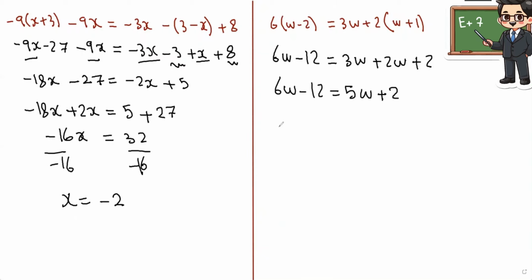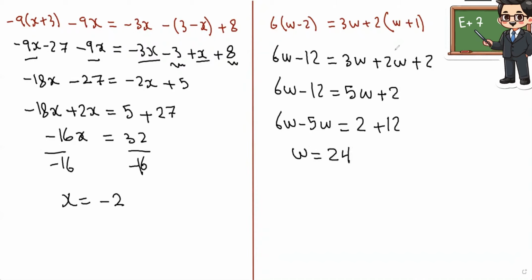Now I'm going to bring the w's to this side. Numbers without any variables to the right side. So 6w minus 5w, change the sign. We have the 2 still on the right side. Bring the negative 12 to the other side, becomes plus 12. Now w equals 24.